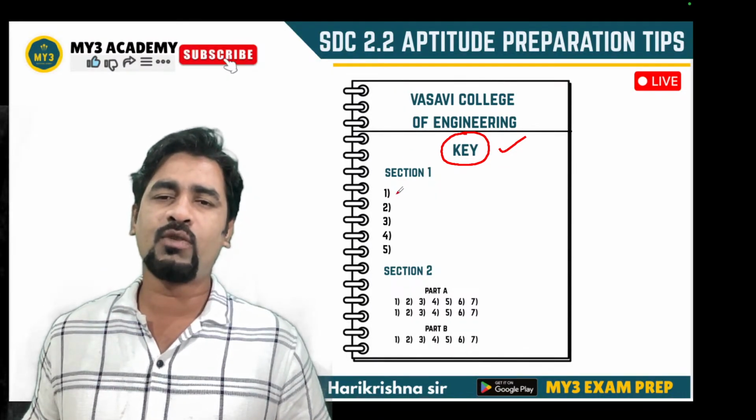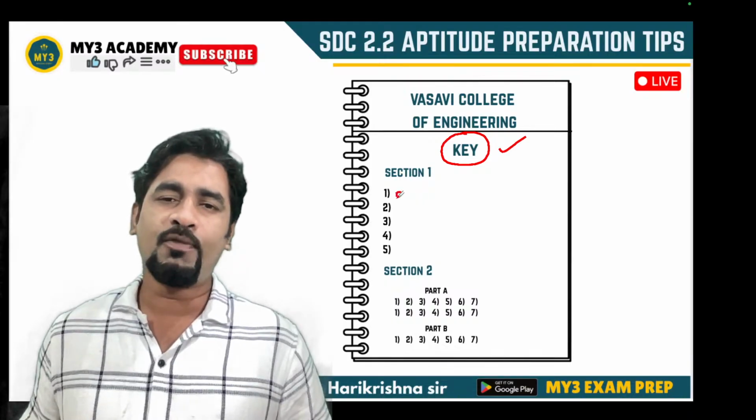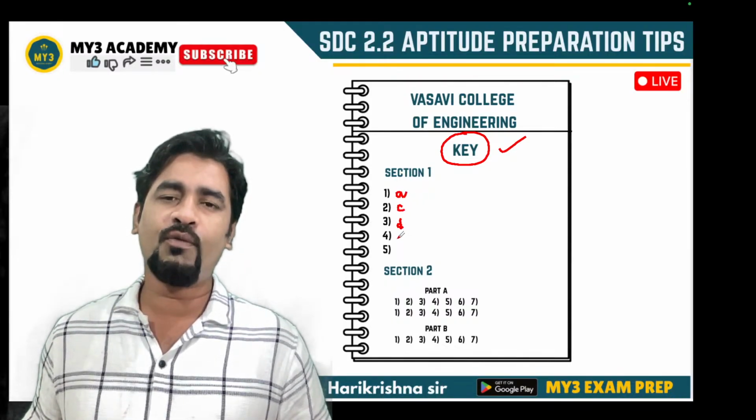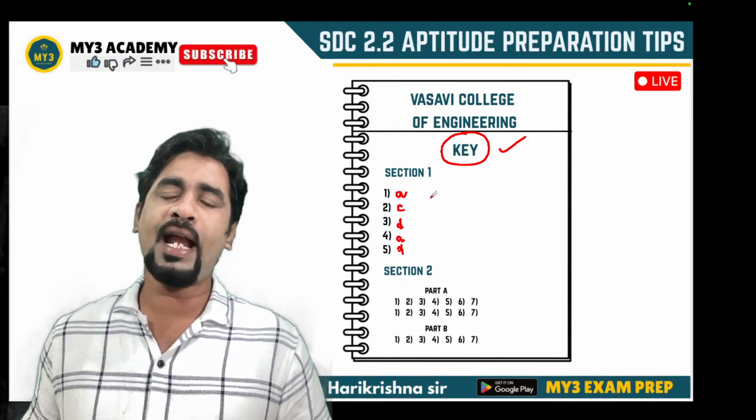For example, all are MCQ questions only. If you feel the first question's answer is A, the second question is C, the third question is D, and the fourth question is A, you just mention the options. You need not write the explanation for it.